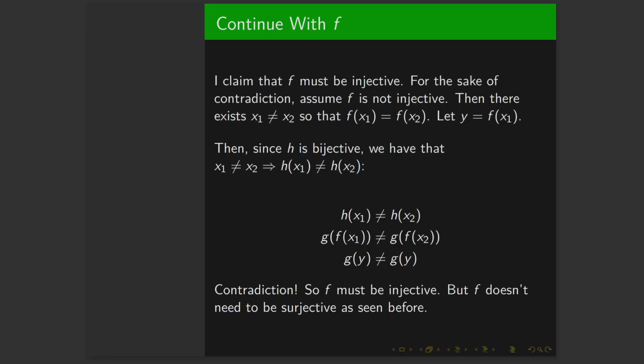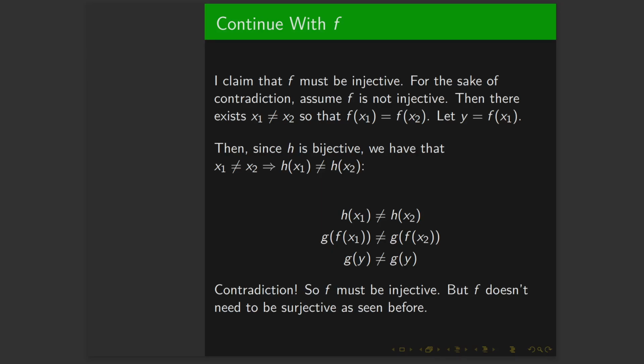But let's look at F formally and see what happens here. I claim that F must be injective. So for the sake of contradiction, we're going to assume that F is not injective. Then we can find some x1 not equal to x2 so that f of x1 is equal to f of x2. And for the sake of notation, we're going to let y equal f of x1, which is equal to f of x2.